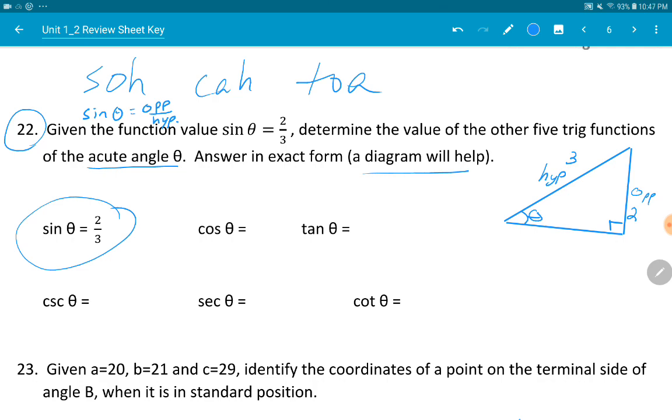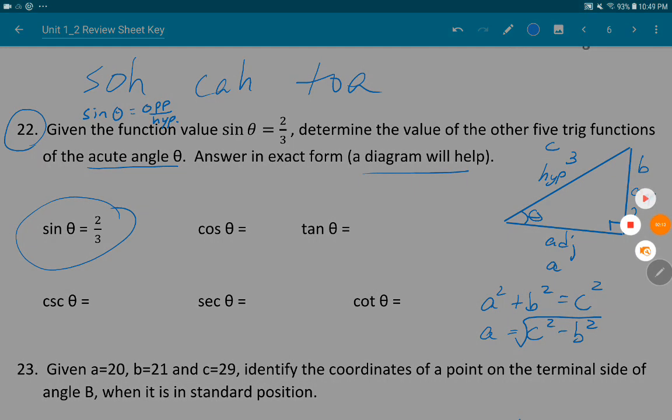Now to find cosine of that angle, I want the adjacent. So I need to find that third side. So to do that, I'm going to use Pythagorean theorem. I'll call this side A, and we'll say A squared plus, let's call this side B, and this side C. A squared plus B squared equals C squared. And we're solving for A. So I'm going to subtract B squared from both sides and take the square root to get A. And it'll be a positive A because it's a side of a triangle.